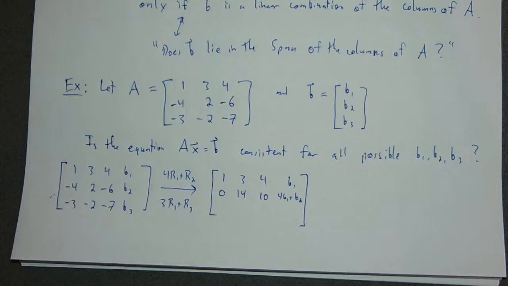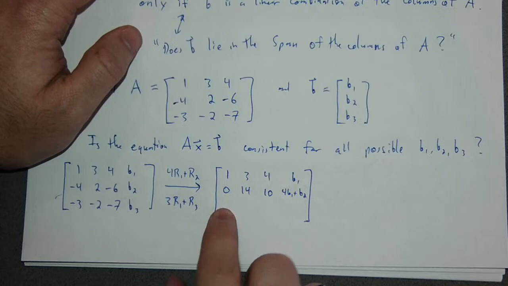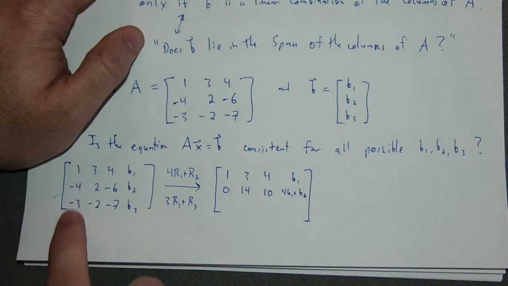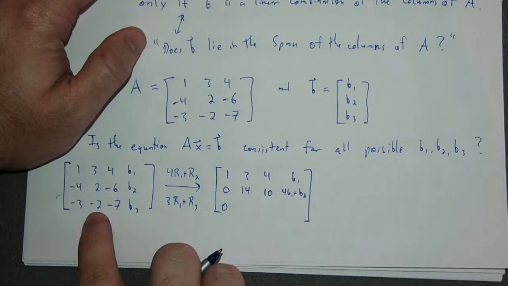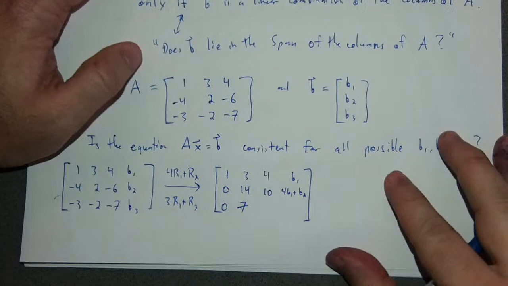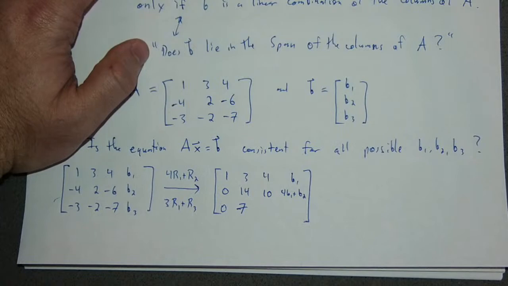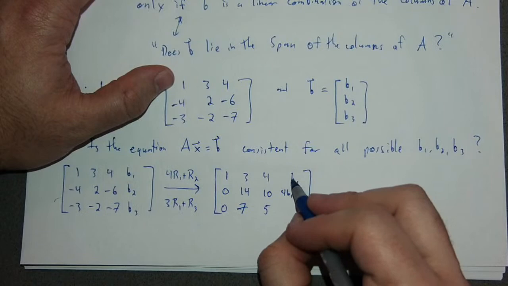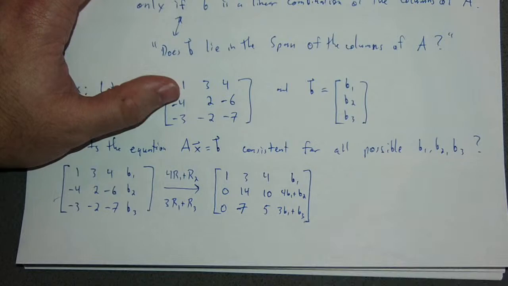Zeroing out the first entry in the third row: 3 times 1 is 3, plus minus 3 is 0. Next I have 3 times 3 is 9, plus minus 2 is minus 7. Wait a minute, that's not minus 7, that's just 7. There, I write my 7s like that anyway. Okay, so 3 times 4 is 12, plus minus 7 is 5. And then 3 times B sub 1 plus B sub 3, so this is 3 B sub 1 plus B sub 3.